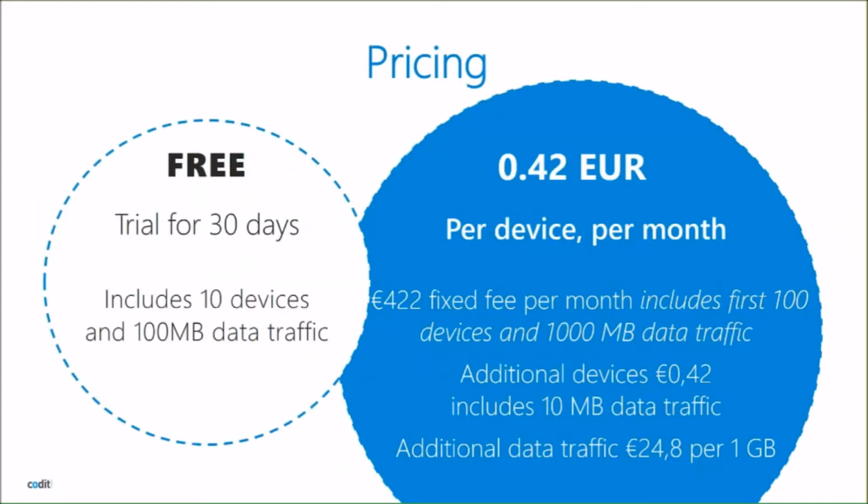Regarding the pricing, there are currently two different price plans available. First of all, you have your trial, which you can use for free for 30 days. It includes 10 devices and around 100 megabytes of data traffic. If you're looking at a real scenario, so you're past your proof of concept of 30 days and you want to implement this in production, there's a fixed fee of 422 per month for 100 devices. Any additional device you put onto the platform is 42 cents. So it basically comes down to 42 cents per device per month.